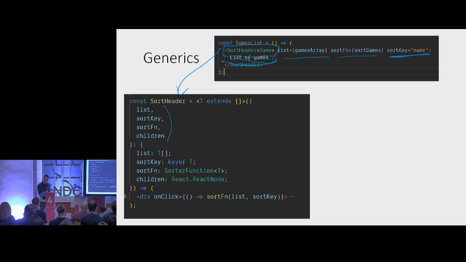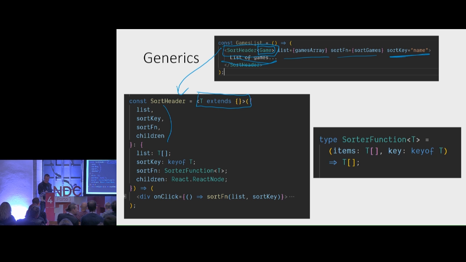but we also have this. This is just a convention. T can stand for whatever you want. It is the type that we've passed in. So in this case, we have game. And we can tell the component, the sort header, of the type that we're expecting. And all of these types can relate to one another. You can kind of pass them around almost like variables and reference them.